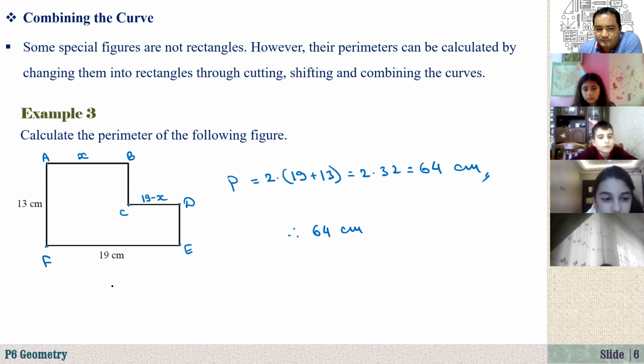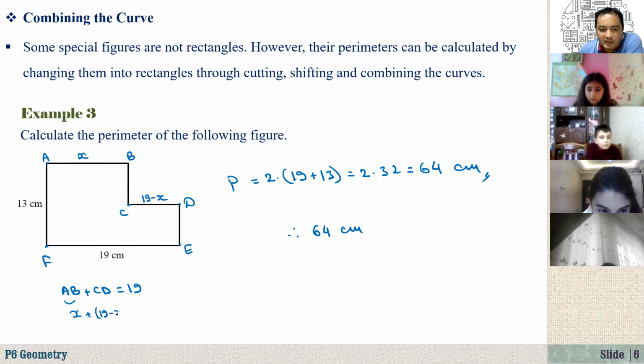Because AB plus CD is equal to 19. If this one is X, the CD should be 19 minus X. So that is 19 minus X, the remaining part. Leila, another question is for you. Suppose that the distance from B to C is Y. Then what is the distance from D to E? Or what is the length of DE?